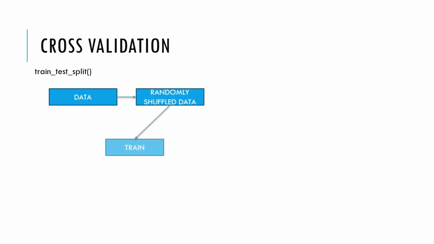To understand why we need cross-validation in the first place, we need to understand the train-test-split method that we use to split the data into train and test sets before training a machine learning model. The train-test-split works by randomly shuffling the available data and then splitting it into train and test sets.